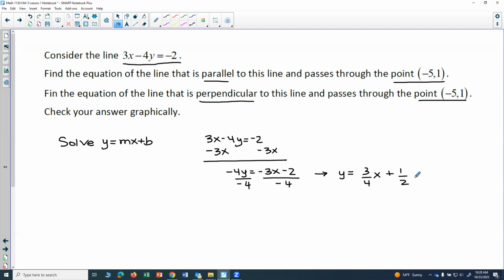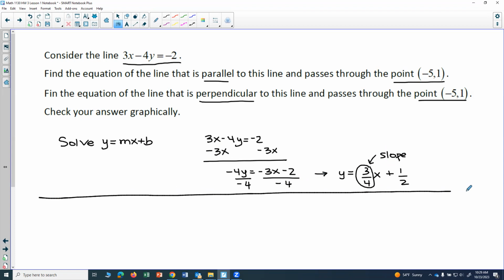So plus 1/2. Now, the thing I care about, I don't really care what the y-intercept is, but I do care what the slope is. So this is going to help me identify my slope. 3/4. Whatever number is attached to x once you've gotten it into the form y equals mx plus b. Okay, so I've got my slope. Now I want to go ahead and do my parallel line.